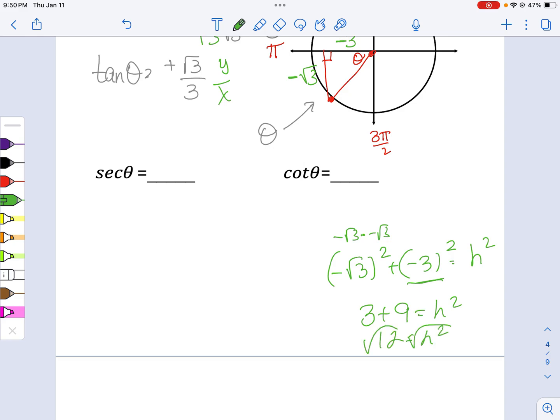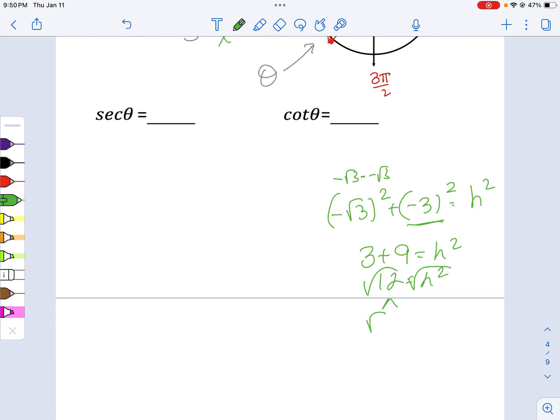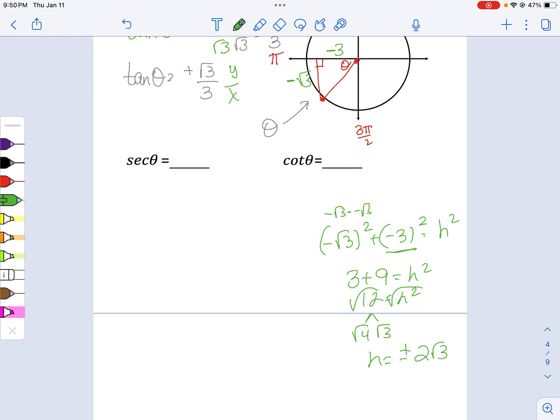When I root both sides, I get square root of 12. Well, we all know that square root of 12 breaks down into 4 and 3. So h is either plus or minus 2 root 3. We already talked in the other example that the hypotenuse can never be negative. So I know that this just has to be positive 2 root 3. The hypotenuse is the radius of a circle. The radius is a distance. So that value always has to be positive.